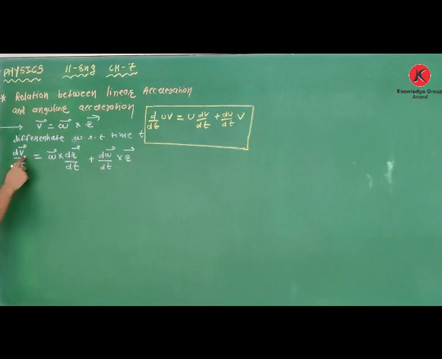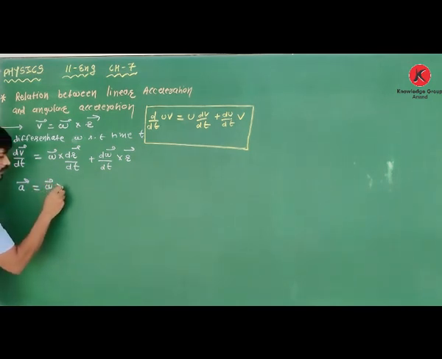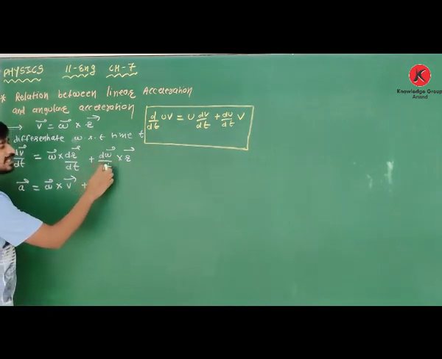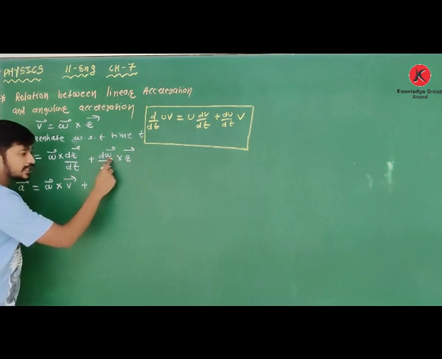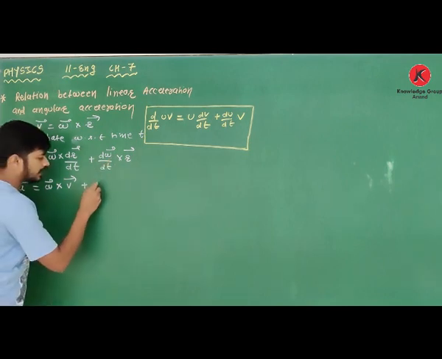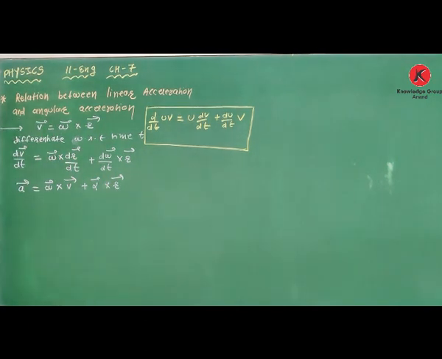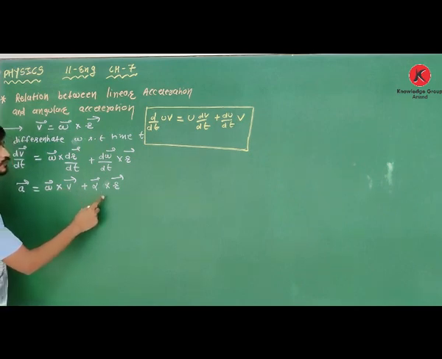Now we know that differentiation of linear velocity with respect to time gives linear acceleration a, is equal to omega cross dr upon dt. Differentiation of the position vector with respect to time gives linear velocity v. Plus d omega upon dt cross r. We know that differentiation of angular velocity with respect to time gives angular acceleration alpha. So dv upon dt is a, dr upon dt is v, d omega upon dt is alpha, and r as it is. Now see, a is equal to omega cross v plus alpha cross r.